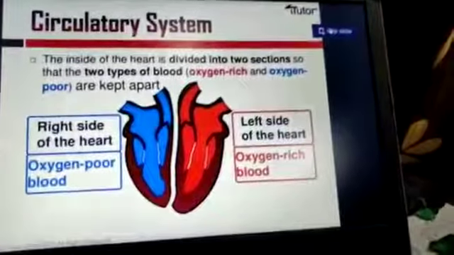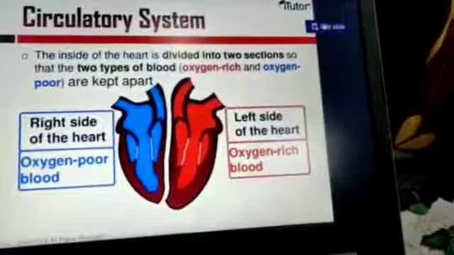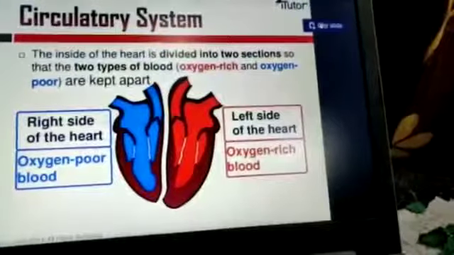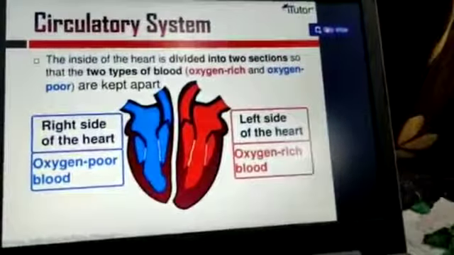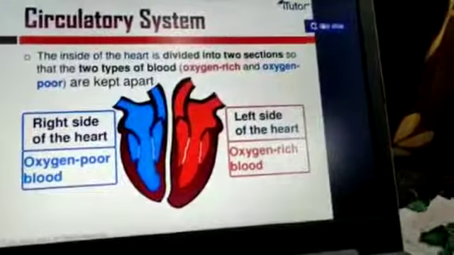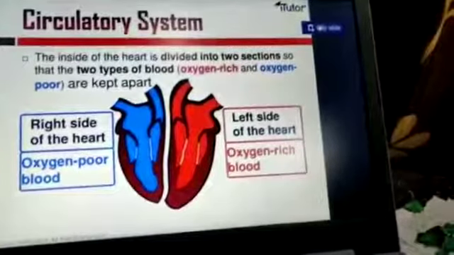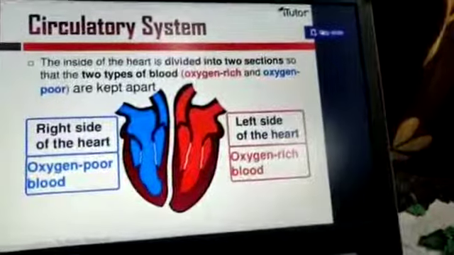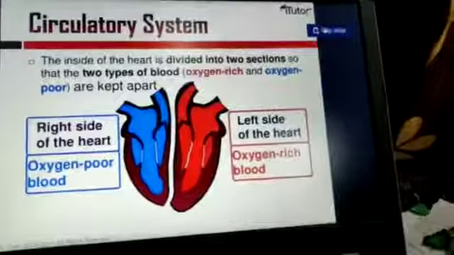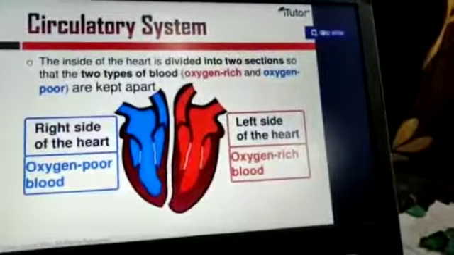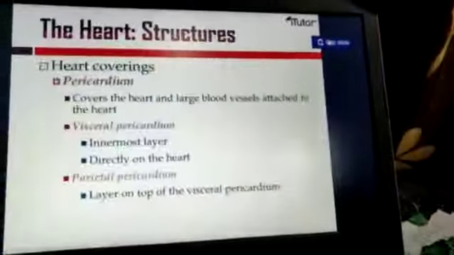Basically, inside the heart you will see two sections, for two types of blood: oxygenated blood and deoxygenated blood, pure blood and impure blood. You are able to see blue color and red color parts of the heart. The right side of the heart carries oxygen-poor or deoxygenated blood, while the left side, which is red, carries oxygen-rich blood.